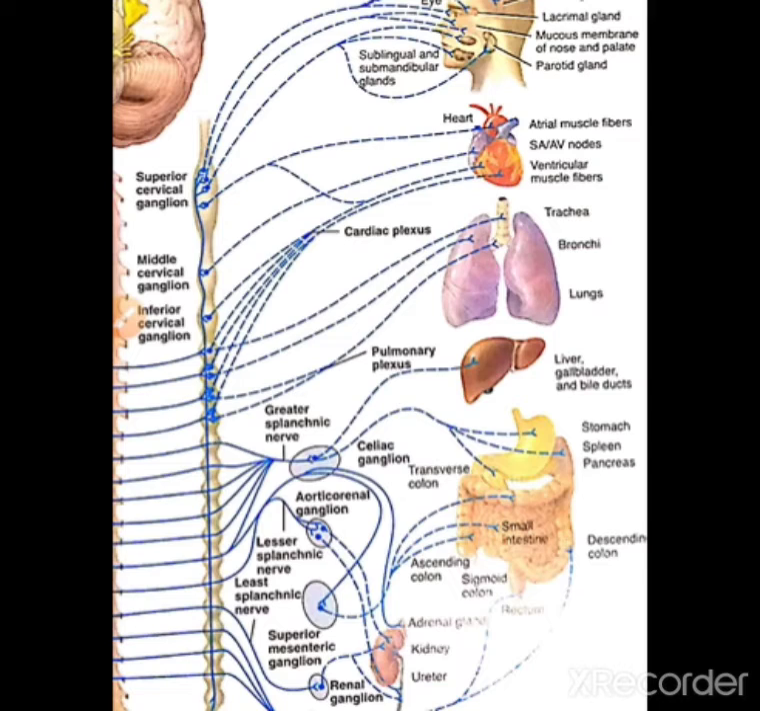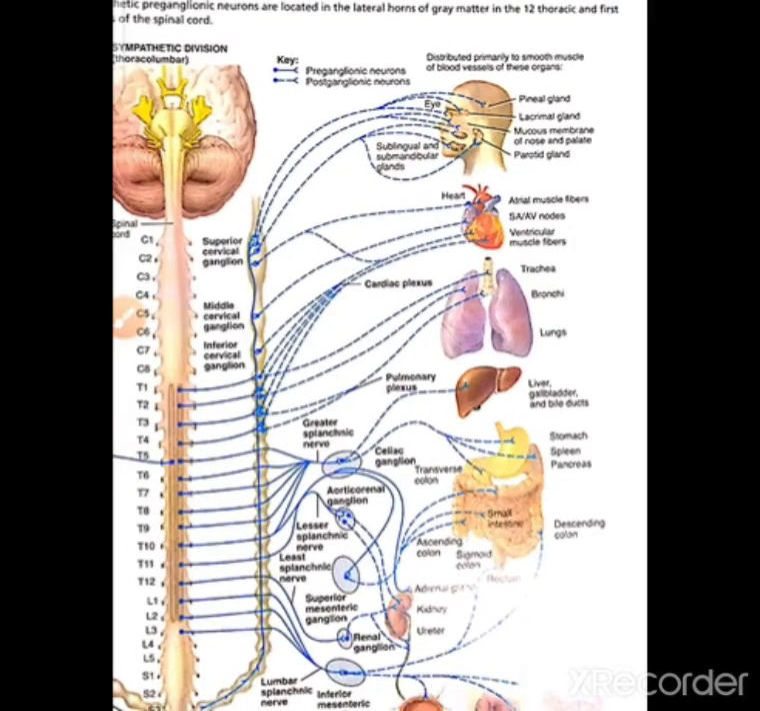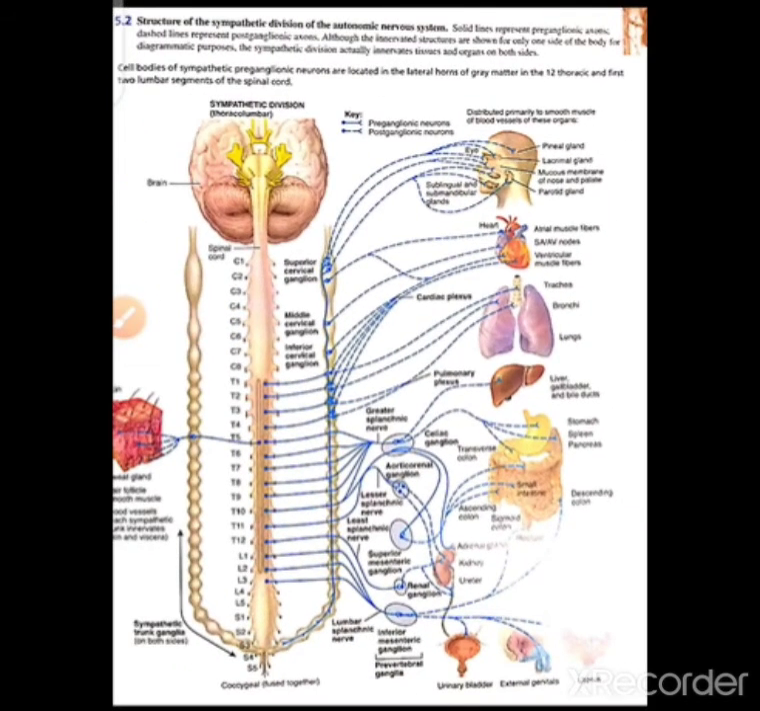They supply the organs below the diaphragm, like the liver, stomach, intestine, pancreas, spleen, transverse colon, and ascending and descending colon. The sympathetic division goes till the rectum, the urinary bladder, and the external genitals of both male and female in the various parts.